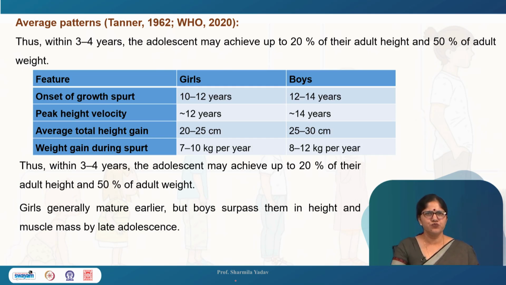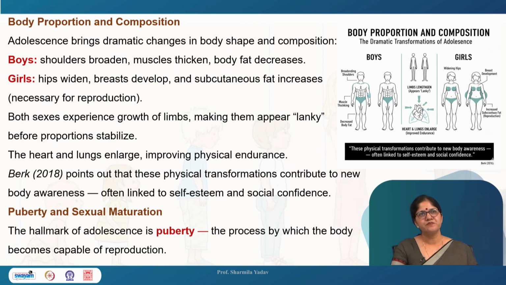Thus, within 3 to 4 years, the adolescent may achieve up to 20% of their adult height and 50% of adult weight. Girls generally mature earlier, but boys surpass them in height and muscle mass by late adolescence.